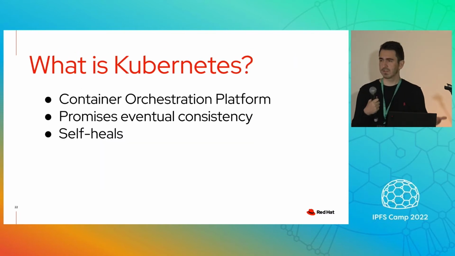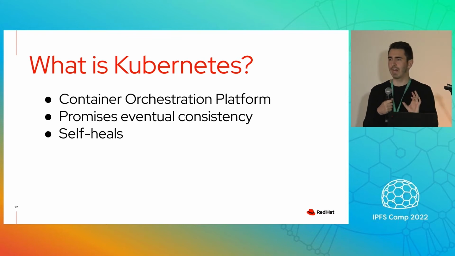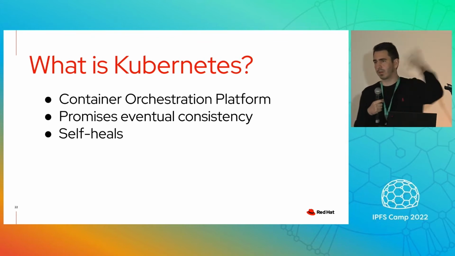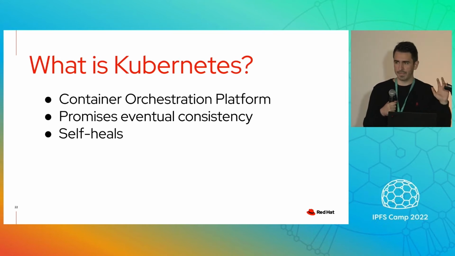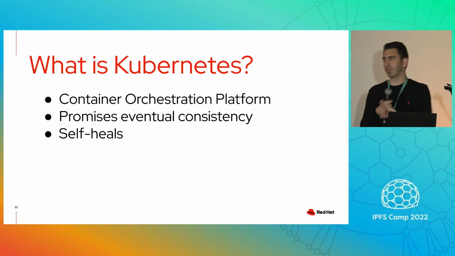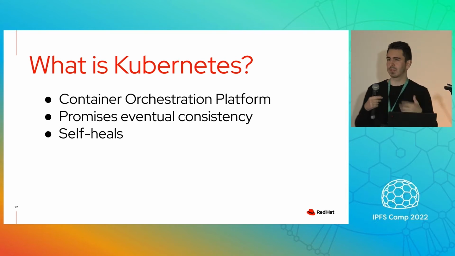So to first start out, we have to say, what is Kubernetes? It's a container orchestration platform, and what that means is, at its core, it allows you to define how you orchestrate all your different containers. And it does this through a process called eventual consistency, where you define what you want, and it eventually gets to that point. And if there's a problem, it tries to self-heal or basically die trying.